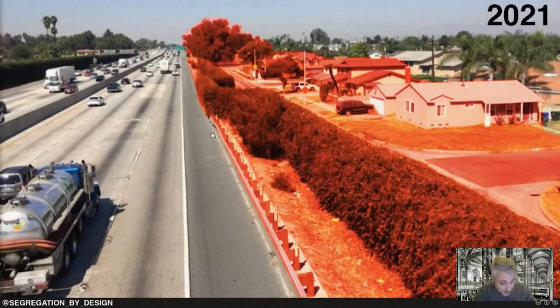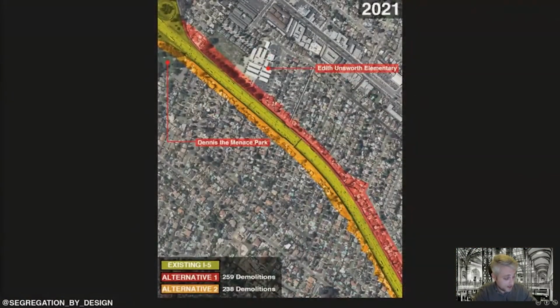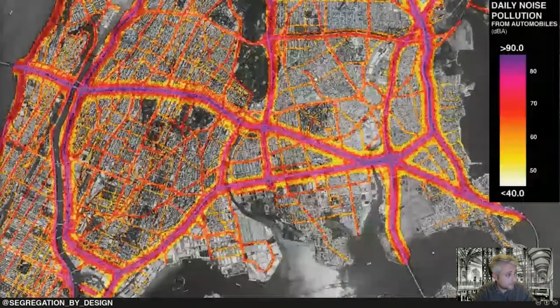This is in California, so it's not just in what we think of as conservative states, it's also in more progressive states like California. All these houses are being torn down for highway expansions. The same project from a top view.